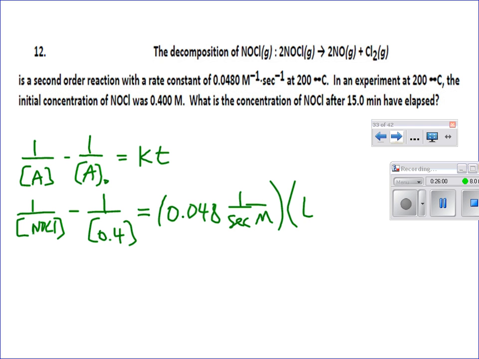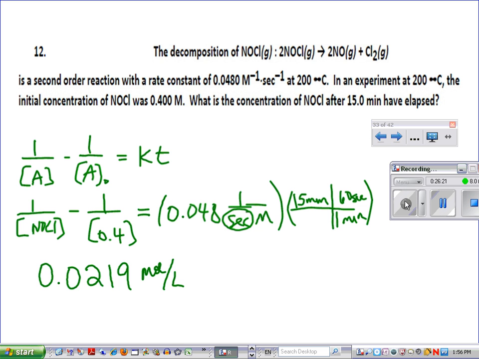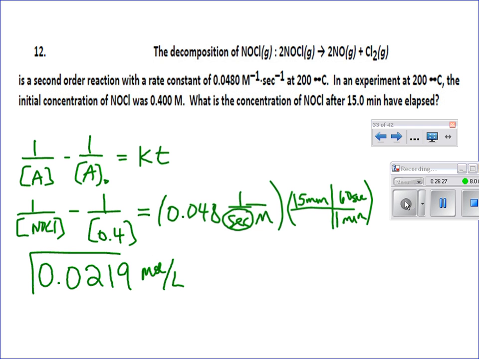Oh, no, we got to put time in. Do you see a problem, though? What are they giving us the time in? Why is that a problem? Look at that rate constant. So I'm going to go ahead and right here just write a conversion: for every 1 minute, I have 60 seconds. All right, solve away. So we got a final answer of 0.0219, which totally makes sense because it's less than the original 0.4 concentration.